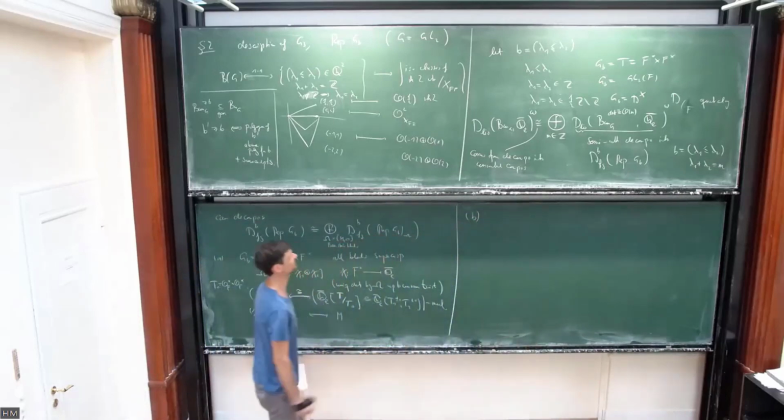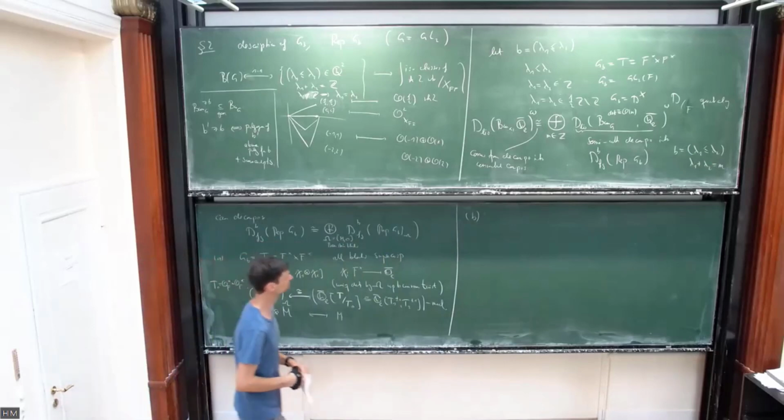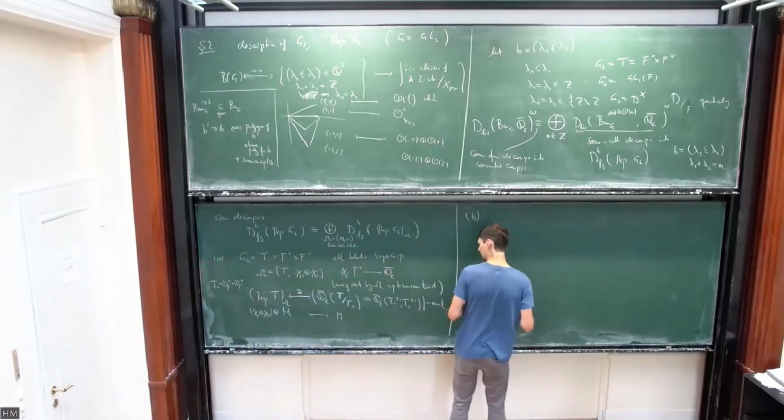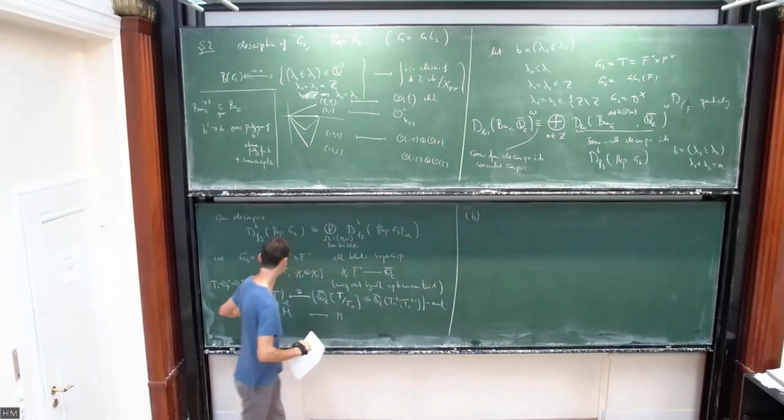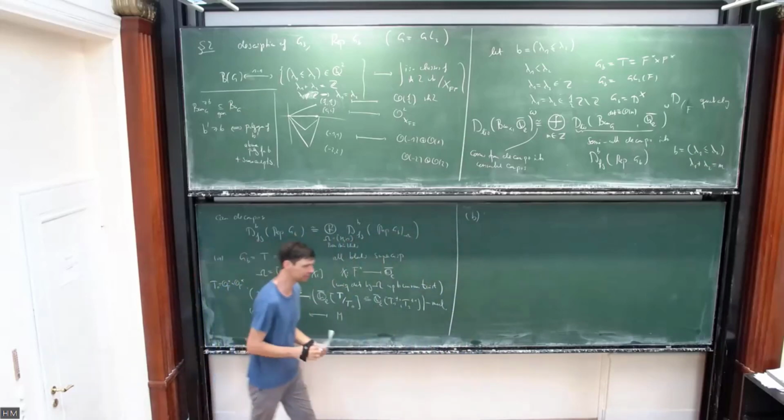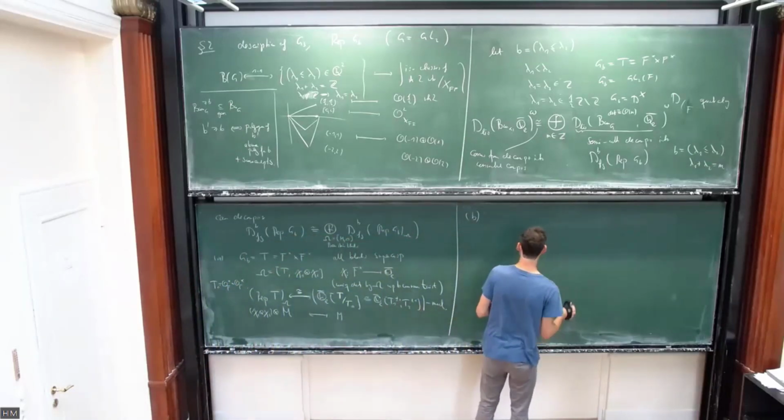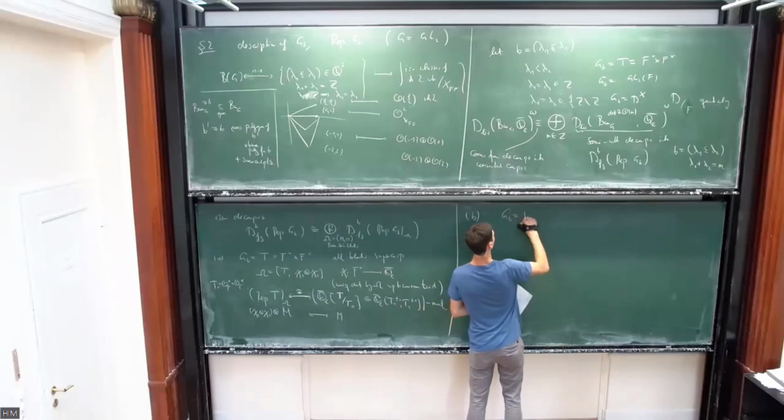And in the case of D star, there's also nothing fancy happening. Well, up to the fact that it's much harder to classify the supercuspidal representations, but it's certainly still true that all blocks are supercuspidal.